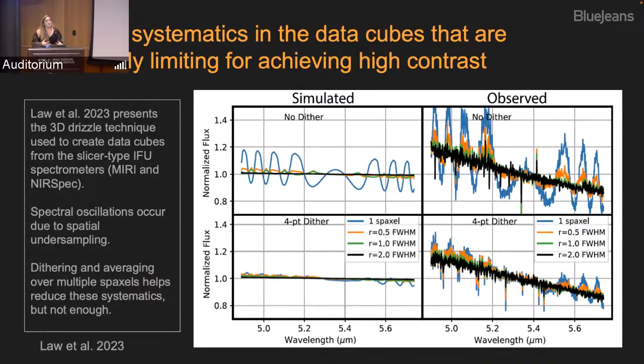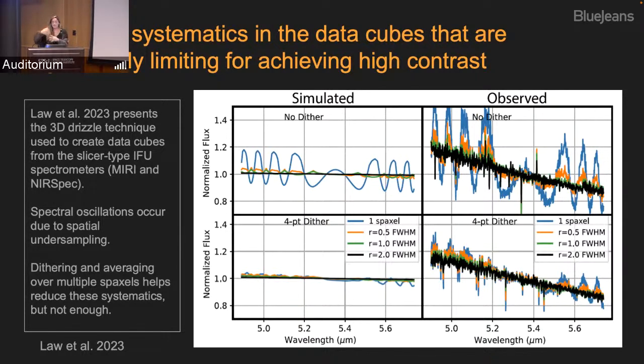So to create the data cubes I showed on the previous slide, the JWST pipeline uses a 3D drizzle technique that's used with the slicer-type IFUs on board JWST, so MIRI MRS and the NIRSpec IFU. Law et al. 2023 shows that there are systematic oscillations in the spaxels.